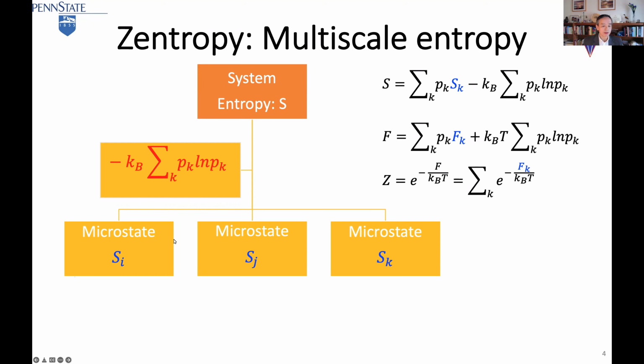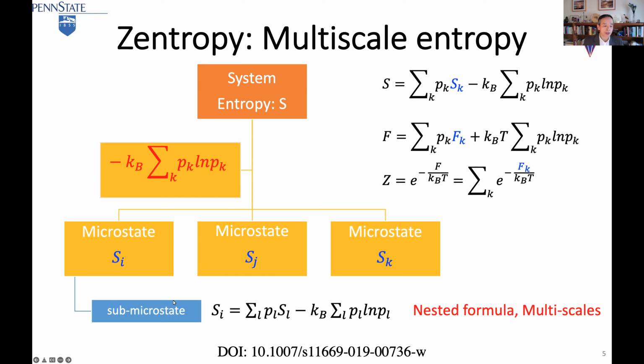For each microstate, there will be sub-microstates. You can write the same equation for each microstate with the same formula, with the sub-microstates and the configuration entropy among the sub-microstates. So this forms a nested formula. You can go all the way from the finest scale we can reach to very large scales, like people talking about the entropy of a black hole or the entropy of the universe.